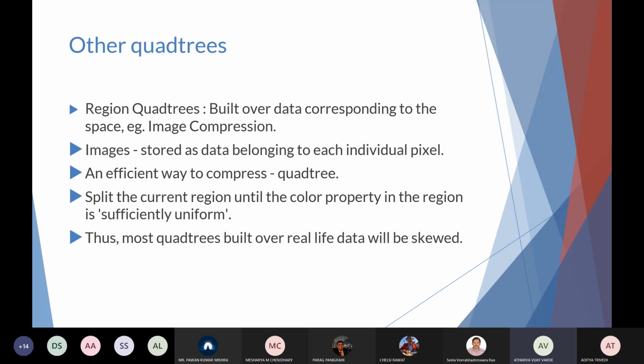So this is region quadtrees, which I was discussing earlier. A region quadtree will stop the splitting whenever the property over that region is uniform. For example, in image compression, we stop the splitting when the color property in the region is sufficiently uniform, instead of storing data for individual pixels. This is what makes the quadtree an efficient way to store data. In some cases we're not going into depth and looking at individual pixels; we're looking overall.